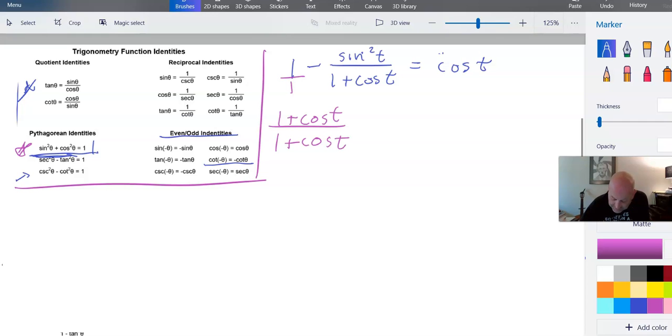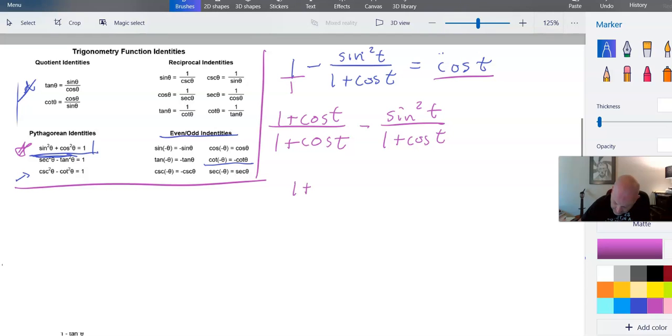Right? And so that's the same as 1. Basically what I did was I multiplied numerator and denominator by 1 plus cosine t so that it would match the denominator over here. Okay, and I'm not going to work on the right-hand side. I'm just going to save that for right now. But you notice I have a common denominator now, so I can write it as a single fraction.